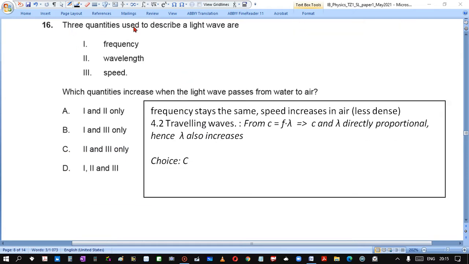Question 16. Three quantities used to describe a light wave are frequency, wavelength, and speed. Which quantity increases when a light wave passes from water to air? Frequency stays the same, speed increases in air because it is less dense. From booklet 4.2, the wave equation, we see that speed and wavelength are directly proportional, hence wavelength also increases. So choice C, both wavelength and speed increase.